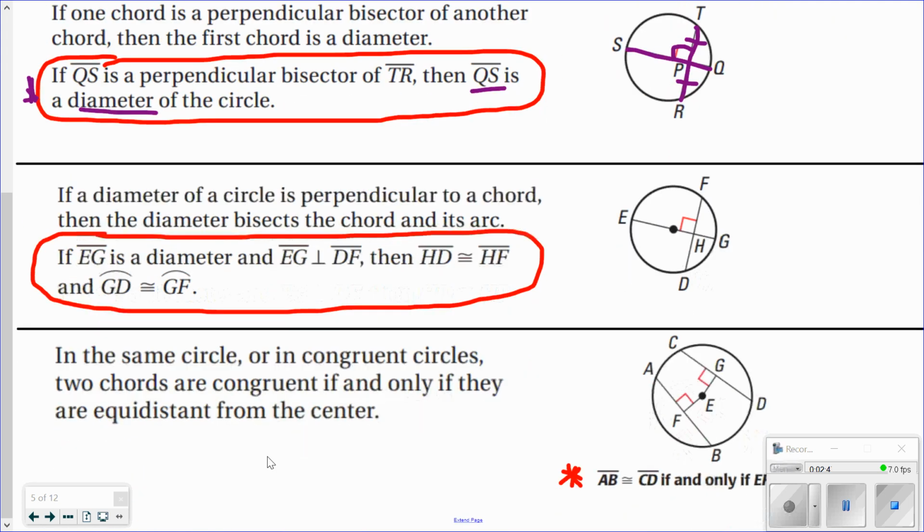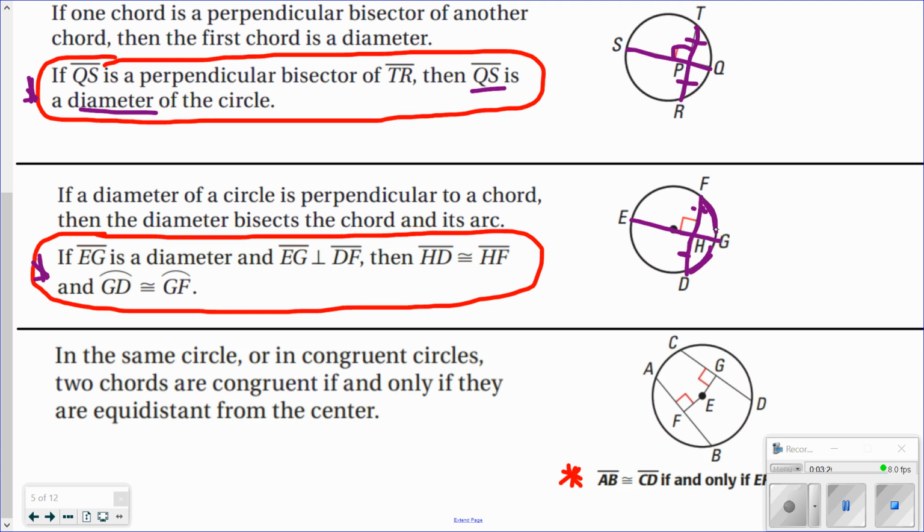If the diameter of a circle is a perpendicular bisector to a chord, then the diameter bisects the chord and its arc. So what it's saying here is that if we know that EG is the diameter and EG is perpendicular to DF, then that means that HD and HF are congruent, and then the arcs GD and FG are also congruent.